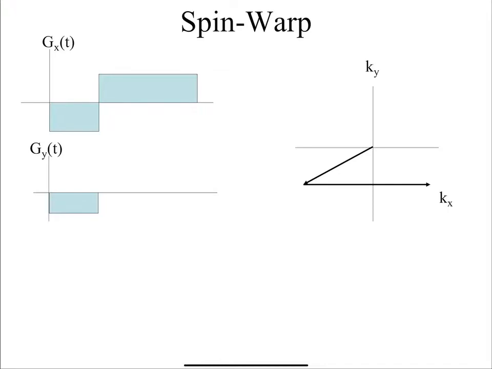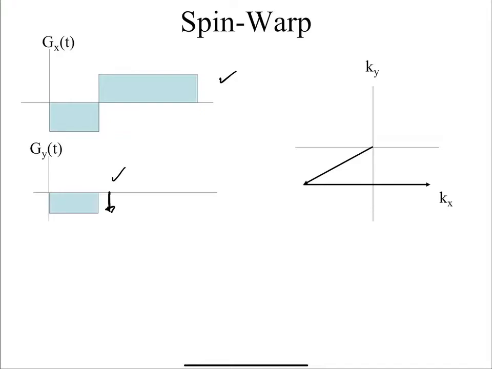So this is the basic building block. The Gx gradient always looks the same. It just gets repeated over and over again, and we'll explain why. And the Gy gradient, we're going to vary its amplitude over time. So we're going to do lots of repetitions of this spin warp pulse sequence. Each time we do a repetition, we're getting one line of k-space. Okay?